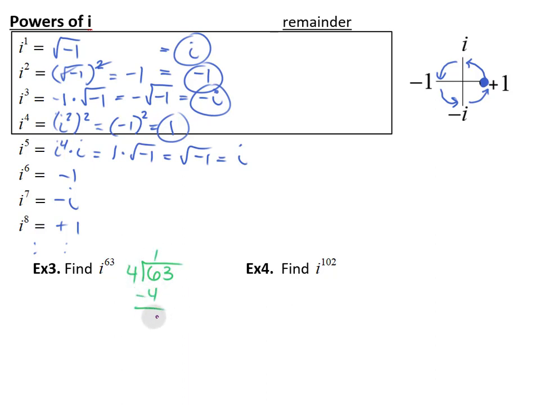Okay, 4 goes in there once. I'm doing this by hand; you probably don't need to do this by hand. It goes in there 5 times, which would be 20, and there would be a remainder of 3. So this tells me it goes through my 4-cycle 15 times, and this remainder of 3 would mean it needs to go 3 more steps. So after it goes through 15 times, it would go remainder 1, 2, 3. And that brings me to -i.